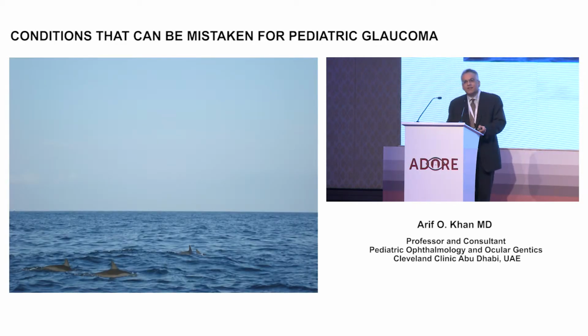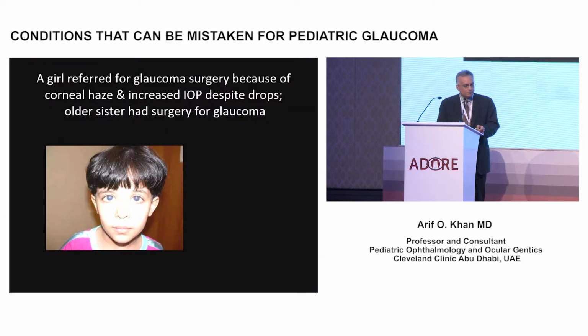So I have less than 10 minutes, and in my time, I'm going to go over some conditions that can be mistaken as pediatric glaucoma, because there are abnormalities in some of these parameters that we typically associate with glaucoma in children. Here's a girl referred for glaucoma surgery because of corneal haze and increased intraocular pressure despite drops. Her older sister had surgery for glaucoma, and you can see she has corneal haze, and she also has high measured intraocular pressure. But if this is a child who really had congenital glaucoma, and that's the history, there should be some degree of ocular enlargement, and there's none.